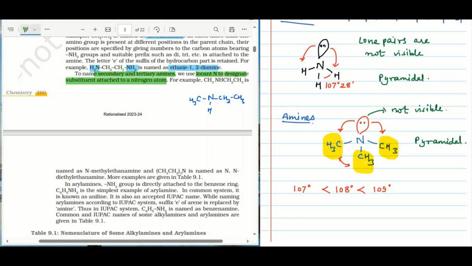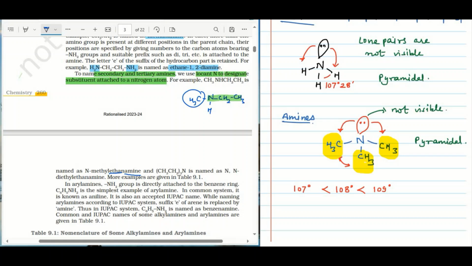Here we use the longest carbon chain that contains the amine group. So this is the longest carbon chain, it is 2 carbons long and bonded to nitrogen. So the parent name will be ethane, and you have to use the suffix amine. Amine is the suffix and methyl is bonded to N. So here you have to write N-methylethanamine.